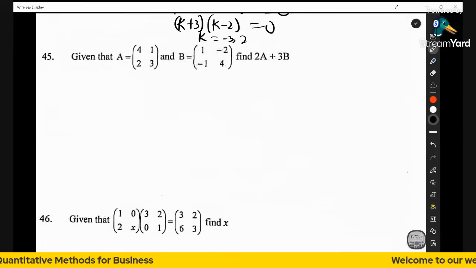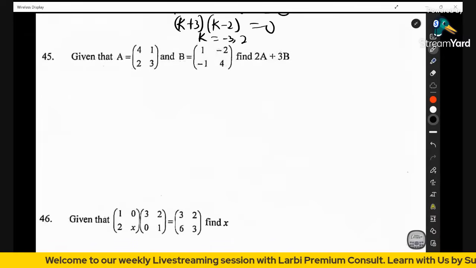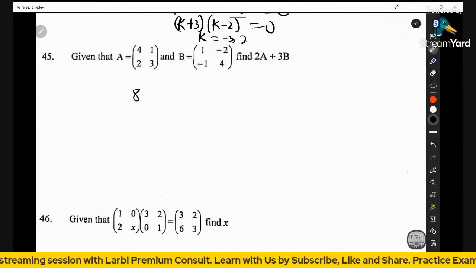Question 45. Given that A is equal to [4, 1; 2, 3] and B is equal to [1, -2; -1, 4], we have to find 2A plus 3B. This is also a scalar multiplication, right? So straight away, 2 will multiply the entries in the matrix A. 2 multiplying 4, we get 8. 2 multiplying 1, we get 2. 2 multiplying 2, we get 4. 2 multiplying 3, we get 6.